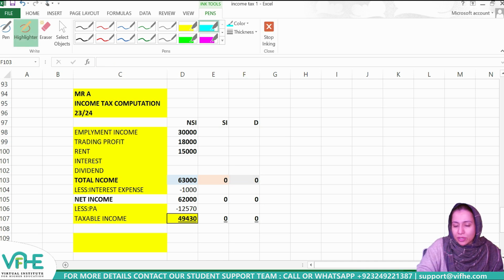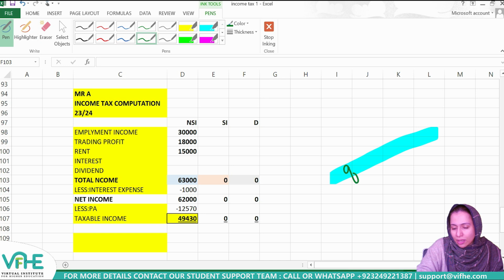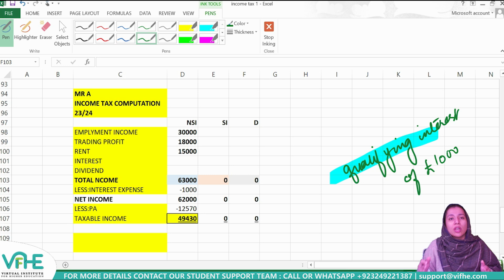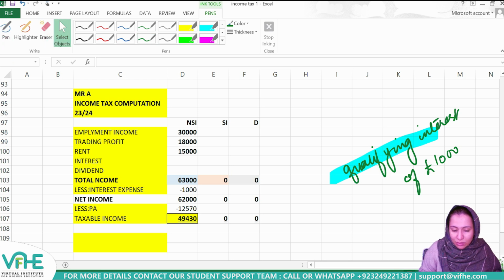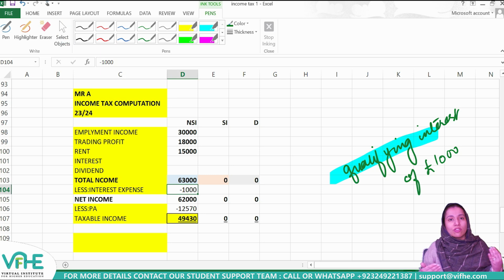Then let's say this person has paid a qualifying interest of £1,000. Whensoever an individual gets a qualifying loan on which qualifying interest is paid, that figure is going to get deducted against his total income. Once the qualifying interest is deducted, the person comes to know what his net income is. His net income is £62,000, against which, of course, we have to deduct the personal allowance.